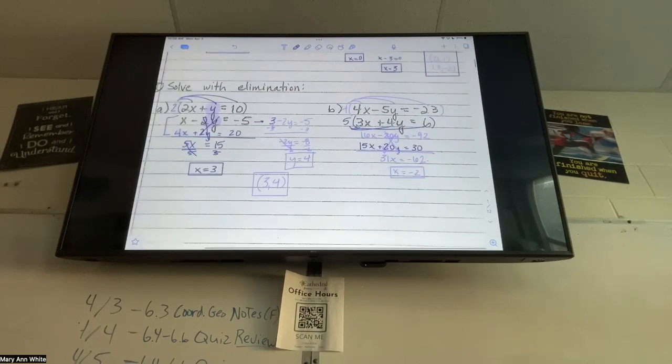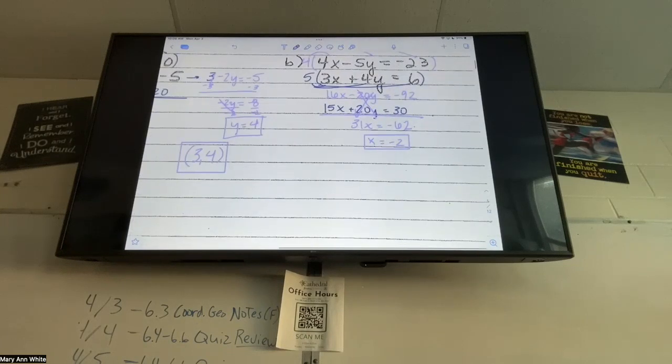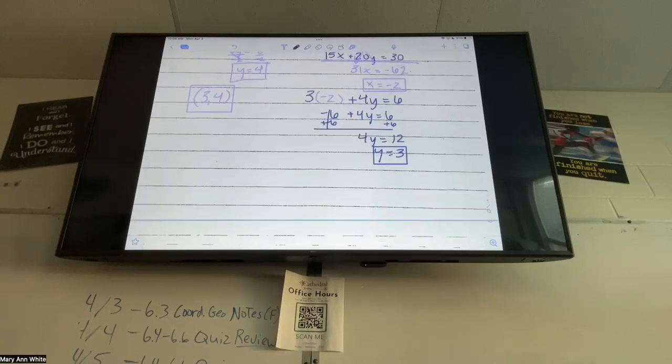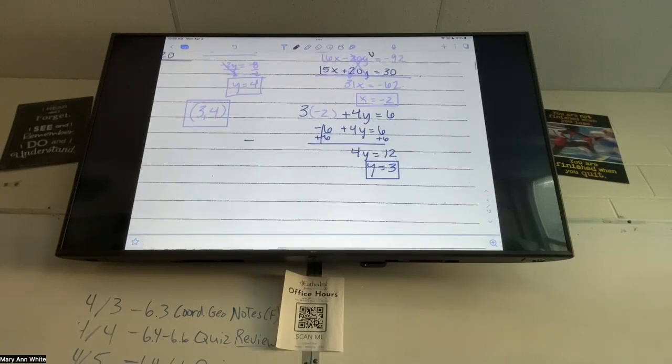And then again, I don't care which equation you plug it back into, but pick one and plug it back in. I'm probably going to do the second equation, so I'll plug negative 2 in for my x. 3 times negative 2 plus 4y equals 6. Negative 6 plus 4y equals 6. Add 6 to both sides. 4y equals 12, and y equals 3. So my ordered pair here is negative 2, 3.